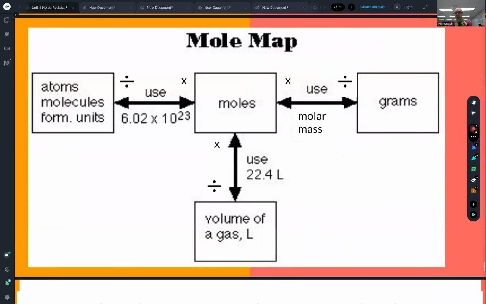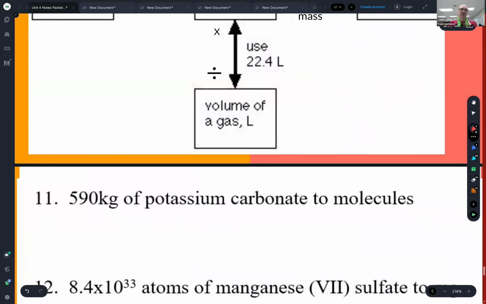I'm going to give you a moment here. I want you to copy this down, create your own mole map so that you can utilize it every time we have one of these problems, so that you can more easily see how to convert from moles to grams, moles to liters, moles to atoms. Without thinking about it, this mole map will guide you through the process. So let's jump into it.